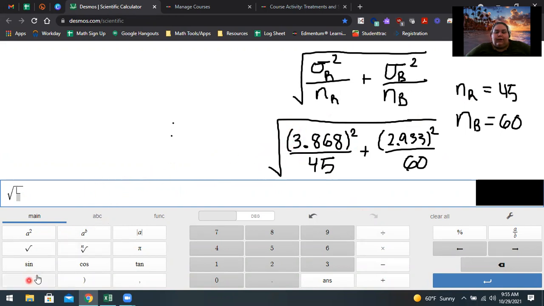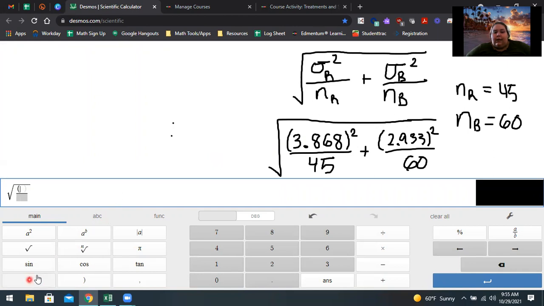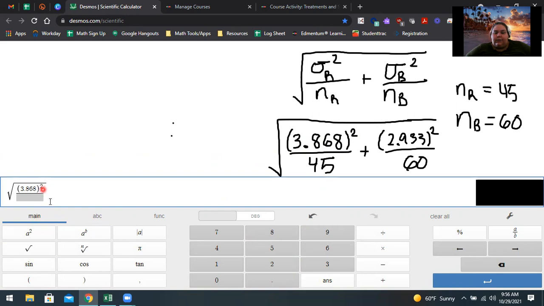Down below here, you can even type it out if you like, but I'll show you through the keyboard option here. So I have open parentheses and I'm going to enter this decimal here, 3.868. We're going to close up the parentheses and I'm going to set this to the power of 2. You can click on this A square button and there's your power of 2. Now bring your cursor down here and we're going to enter that bottom number, which is 45.